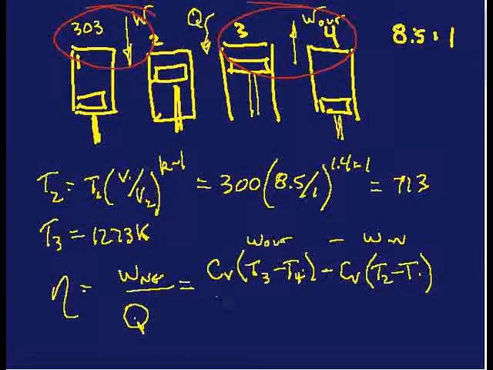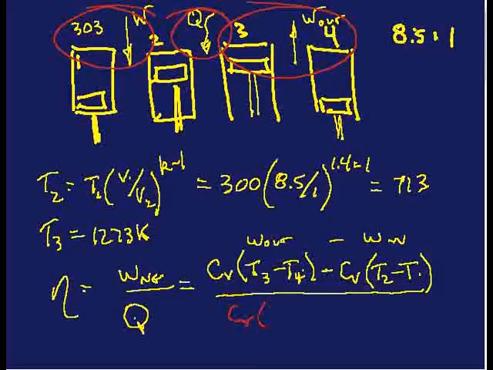and that's divided by Q, and Q will be your energy balance between 2 and 3. So that'll be Cv times T3 minus T2. The Cvs all cancel, and you wind up with just a ratio of temperature differences.